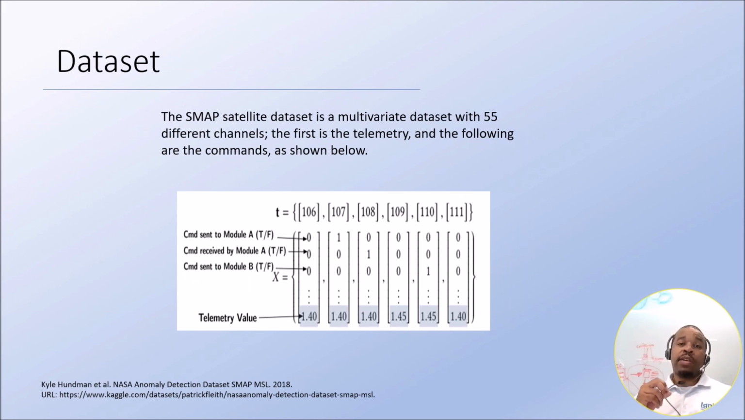Here's an overview of the characteristics of our SMAP dataset provided to us by NASA. Every channel has 25 features. So when you think of a channel, think of one channel for radiation, one channel for battery, one channel for orbit. And each channel has 25 features. One feature is the actual telemetry value, which is a float, and the remaining 24 are binary features. They are the commands that were sent and received to each module on the spacecraft.